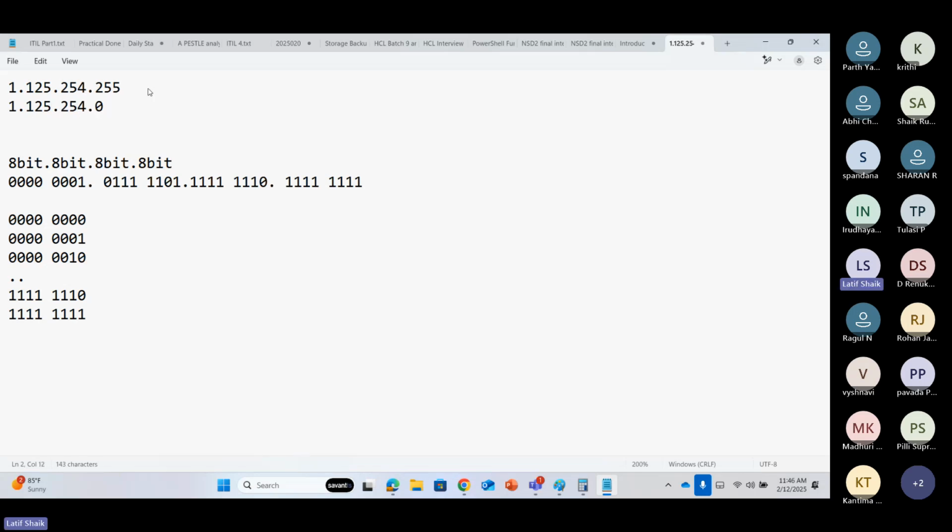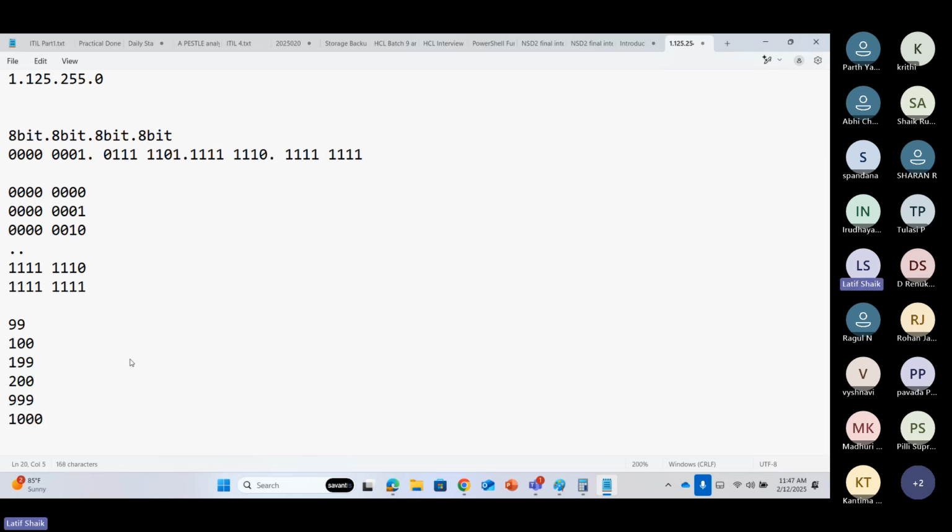So when all are 255, meaning all ones, they become 0, then one carries forward. Just to understand, after 99 you get 100, after 199 the next one is 200, and 999 gets 1000. Same concept only. It's all the numbering system only.